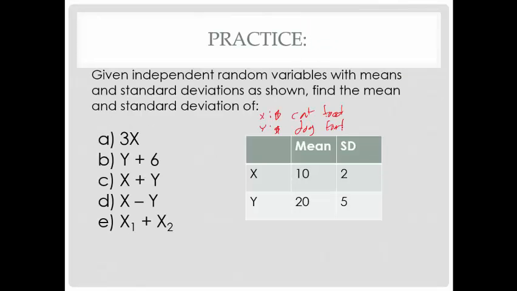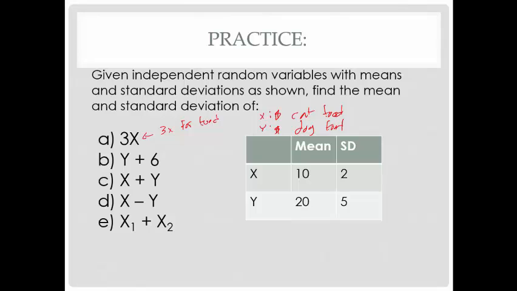What we're being asked to do is find a lot of different things. First off, 3x would be almost as if we're saying, what would it be if all of a sudden the company says, we're going to charge you 3 times as much for food. The Y plus 6 is like saying, we're going to charge you $6 more for a bag of food, right? $6 more for a bag of food.